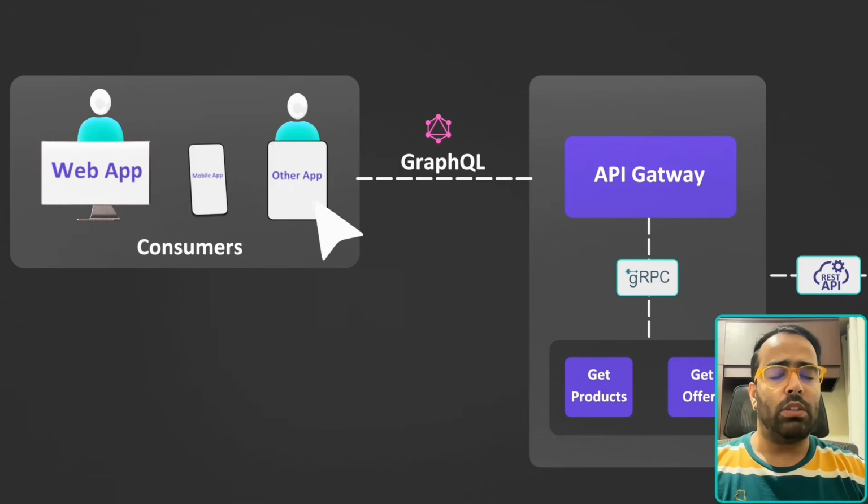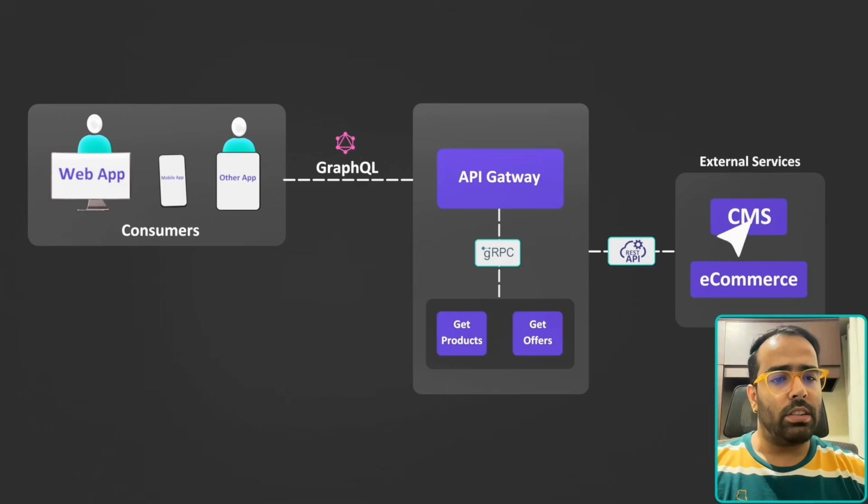Other app might be using all 150 fields. And the GraphQL request can go to API gateway, and API gateway can internally communicate with services like get products, get offers via gRPC. It's an internal service, that's why gRPC is very efficient for internal API communication. And for external services, you have to send data to external services like e-commerce, CMS, or logging system, right? In that case, you can use REST.